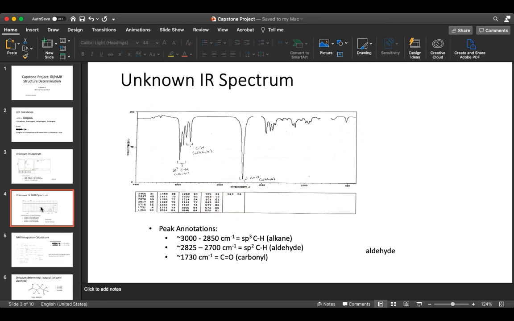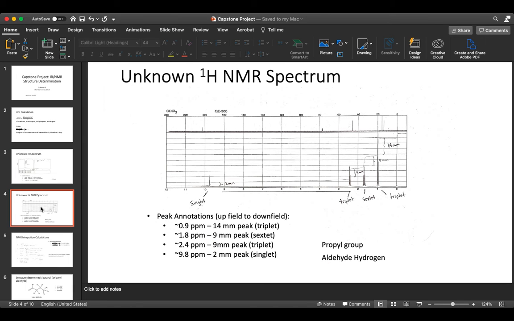Looking at our 1H NMR spectrum, I'm going to start at the 9.8 parts per million peak, with 1 to 2 millimeters of integration. It's a singlet, and it is clearly the aldehyde hydrogen. Again, that's all that this can mean. It's a singlet because it is de-shielded enough to not account for any of its neighbors.